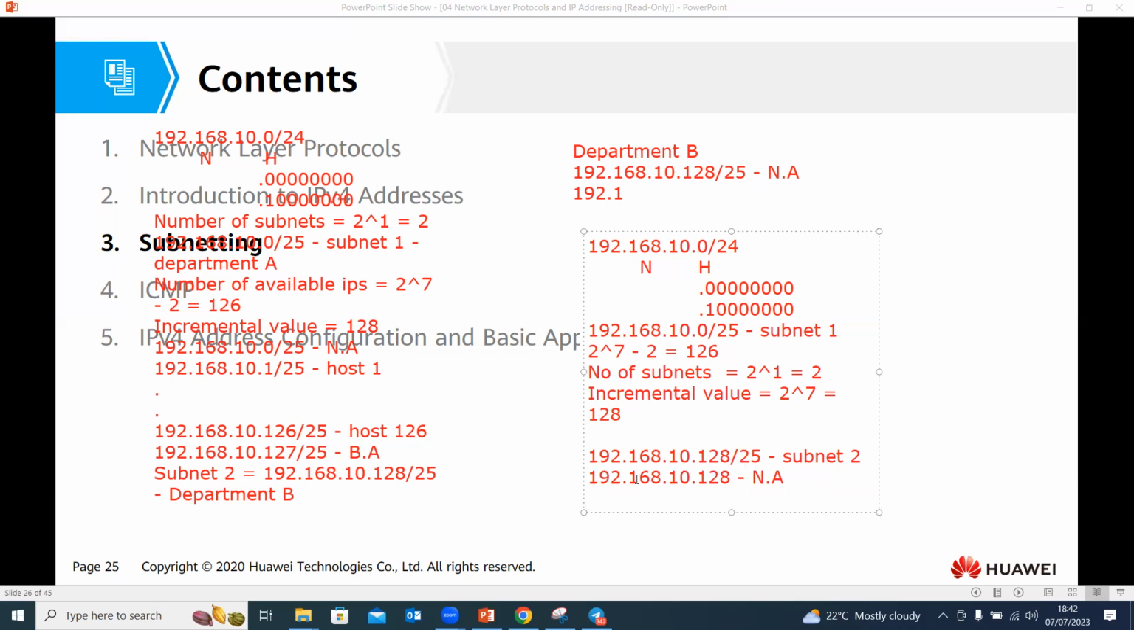Now the number of available IP addresses will be the same as the previous one. Available IPs will be 2 power 7 minus 2, exactly, which will still give us 126.